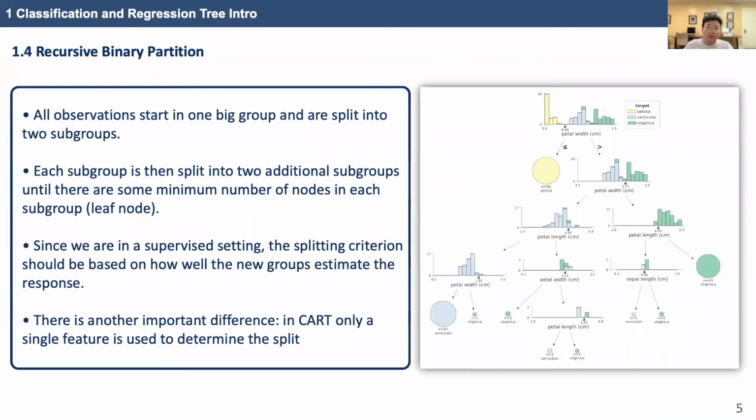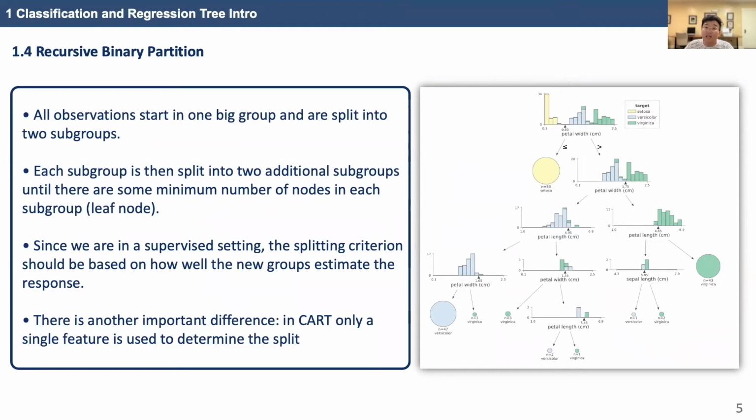So in CART, our observations start in one big group and are split into 2 subgroups. Each subgroup is then split into 2 additional subgroups until there is some minimum number of observations in each subgroup or leaf node. The splitting is also based on some measure of homogeneity, similarity, or loss. I will explain this soon in later slides. In addition, since we are in a supervised setting, the splitting criterion should be based on how well the new group estimates the response variable, the y.